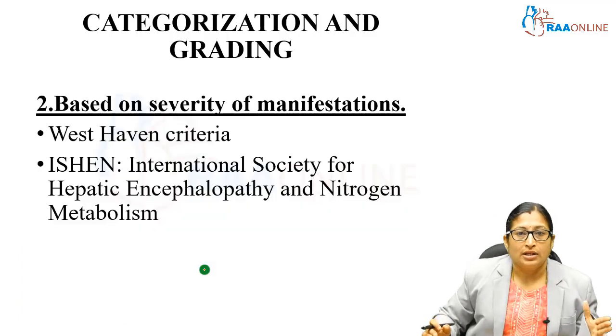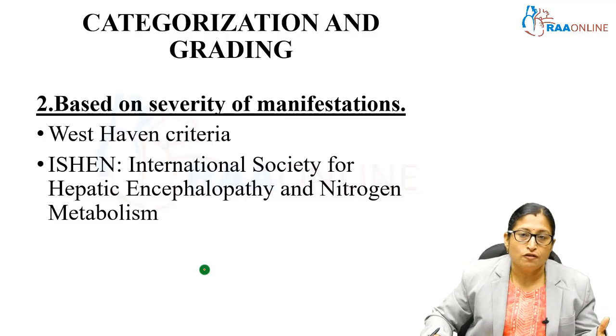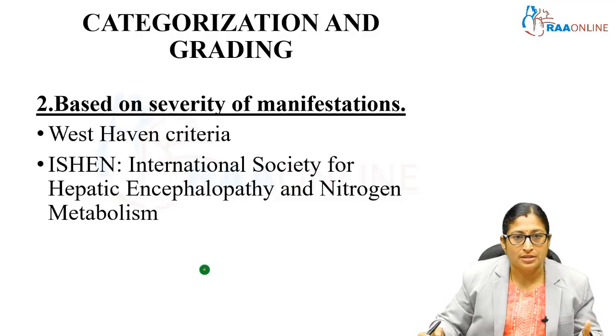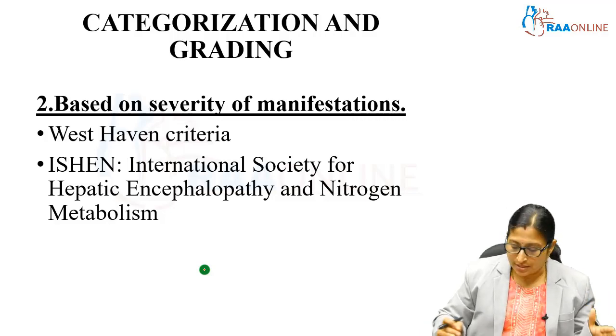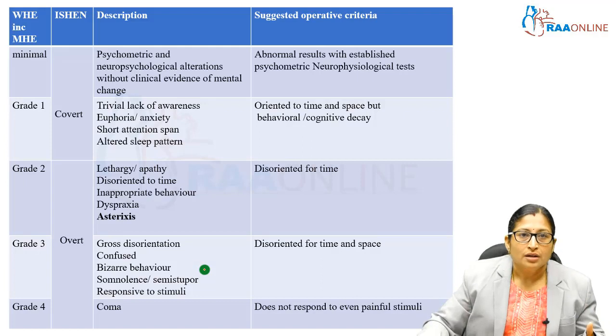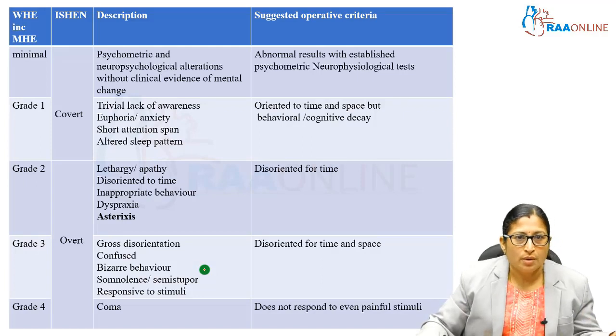Now categorization and grading based on the severity of manifestation. You have two major criteria which you have to understand: the Westhaven criteria and ISHEN, that is the International Society for Hepatic Encephalopathy and Nitrogen Metabolism criteria. We commonly use the Westhaven criteria. Here you have 4 grades plus minimal hepatic encephalopathy.